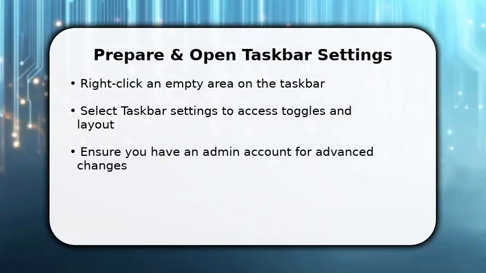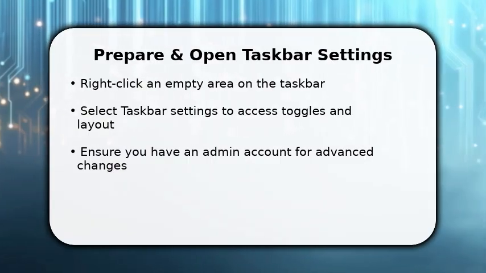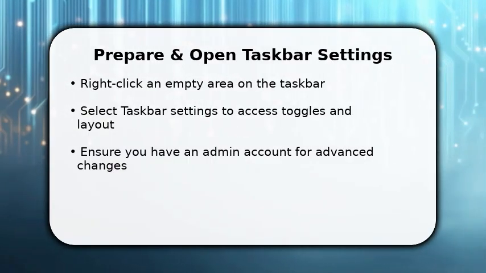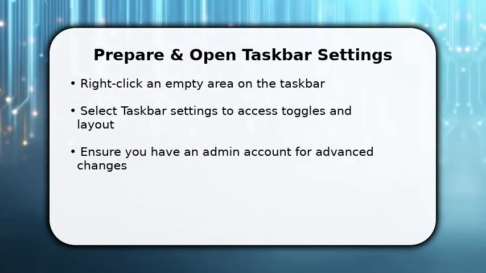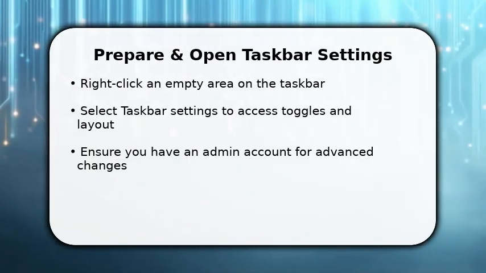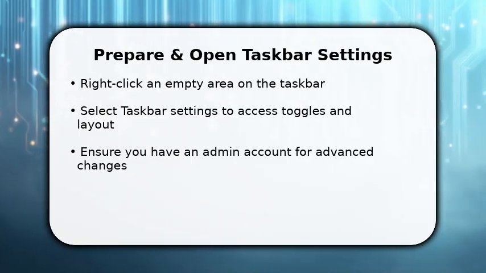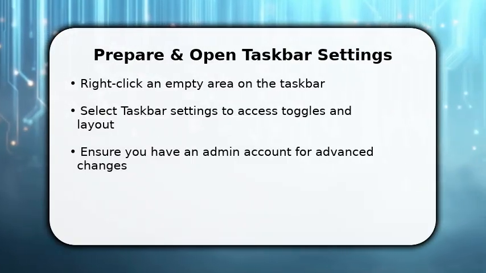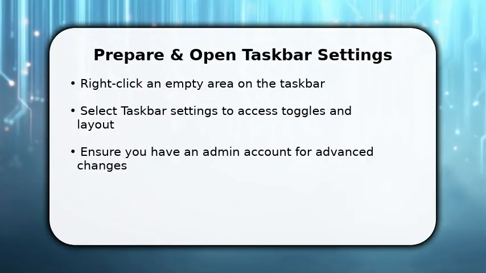Right-click an empty spot on the taskbar and choose Taskbar settings. You want to remove visible elements quickly, so toggle off Search, Task View, and Widgets where available. Once done, enable Auto-Hide Taskbar to make it vanish automatically. This is reversible and safe.